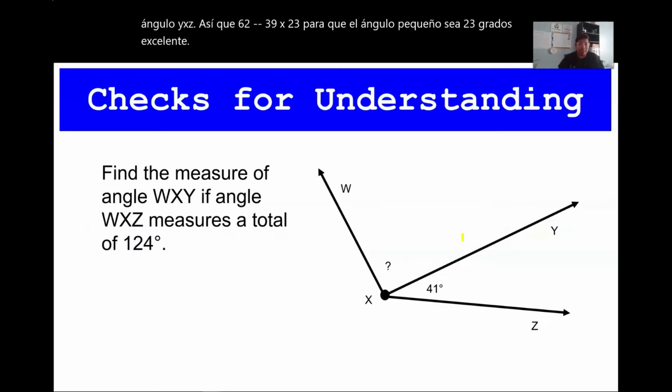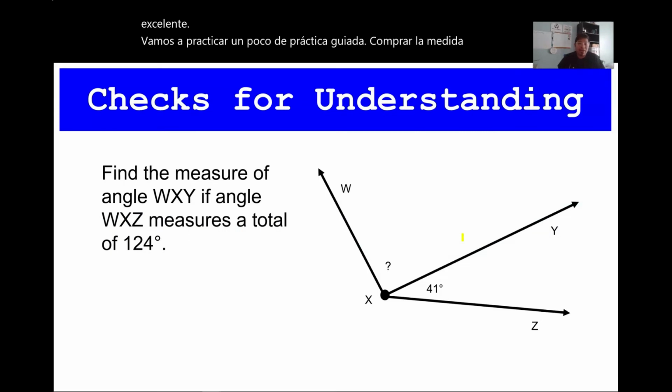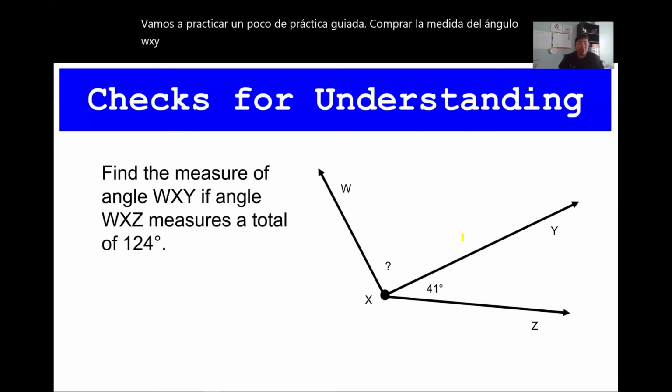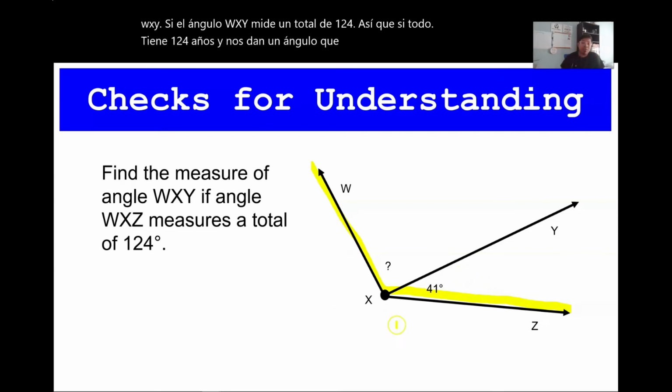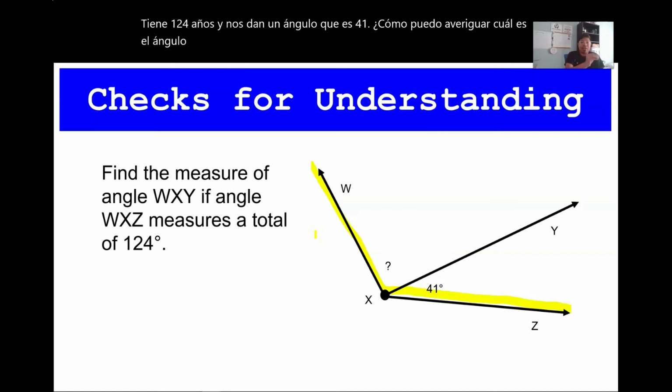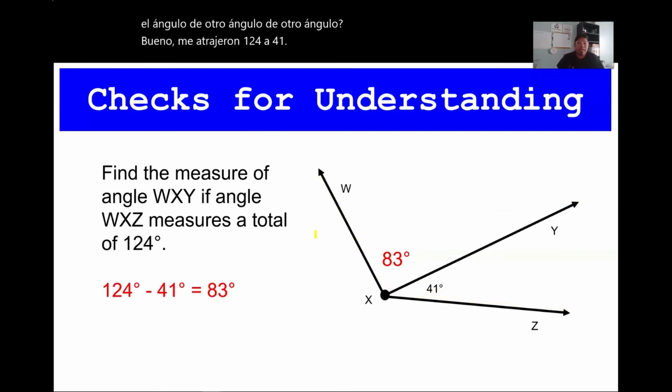Let's go for some guided practice. Find the measure of angle WXY, if angle WXZ measures a total of 124. So if the whole thing is 124 and they give us one angle, which is 41, how can I find out what the other angle is? Good, I will subtract 124 minus 41, which equals 83.